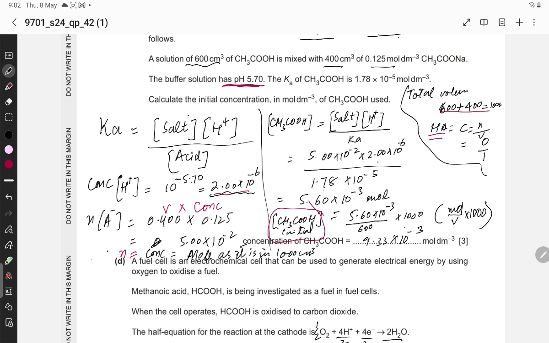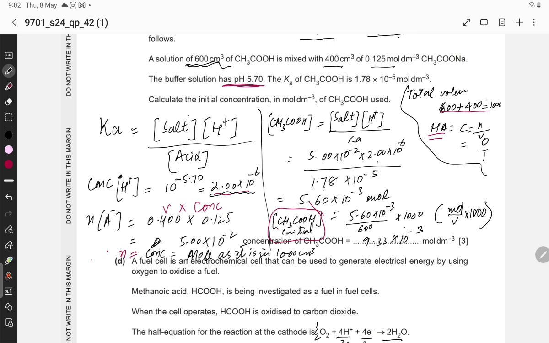Now we have the volume, which is 600 centimeter cube, given in the question, into 1000. So the answer is 9.33 into 10 raised to minus 3.